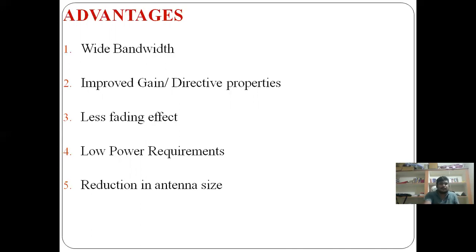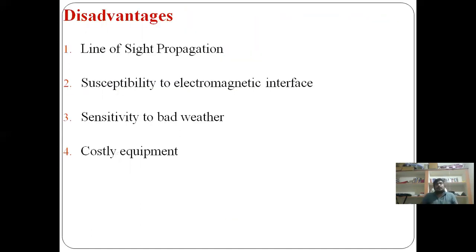What are the disadvantages of microwave frequency? The major disadvantage is that it is line of sight propagation, so it will work only for line of sight. Because of this, we need to place more repeaters in between the source and destination, transmitter and receiver. It is also susceptible to electromagnetic interference, because TEM waves are more susceptible to electromagnetic signals like Wi-Fi or Bluetooth.